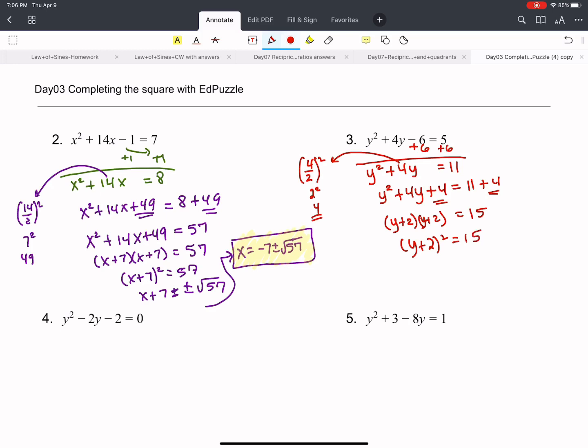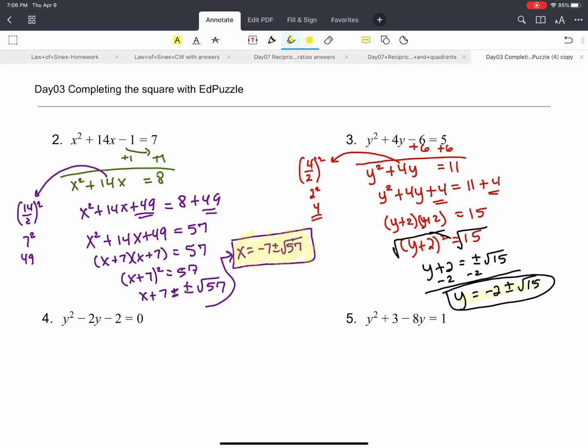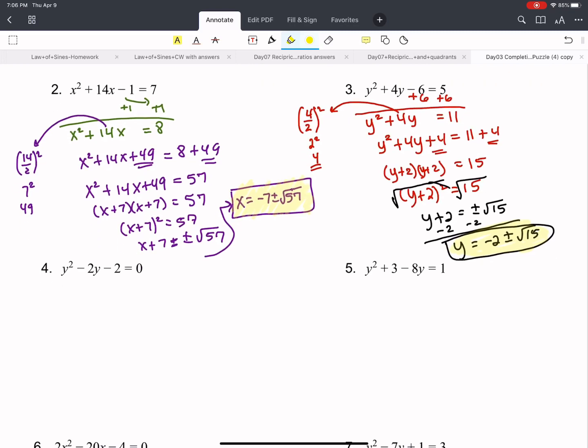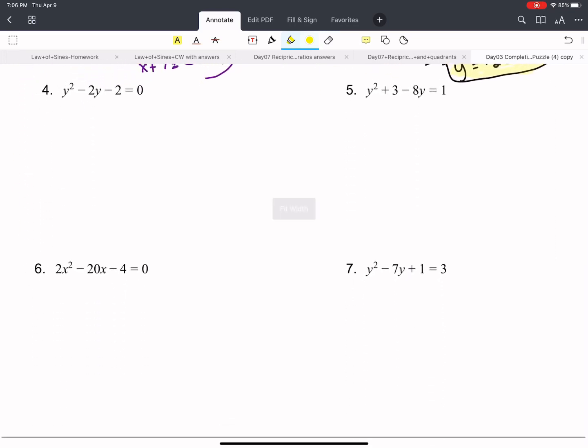Now you just got to get y by itself. So you're going to square root both sides. Maybe this time I'll try a different color. So I'll square root both sides. So I get y plus 2 is equal to plus or minus the square root of 15, minus 2, minus 2. So y is equal to negative 2 plus or minus the square root of 15. And that's that. And that's your answer there. So now let's get to the next, a couple more practice problems. And after this, you should be on your own.